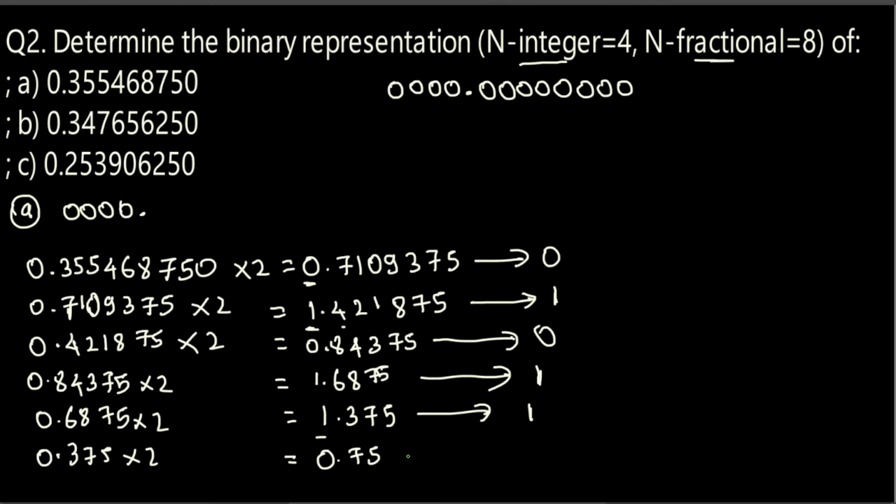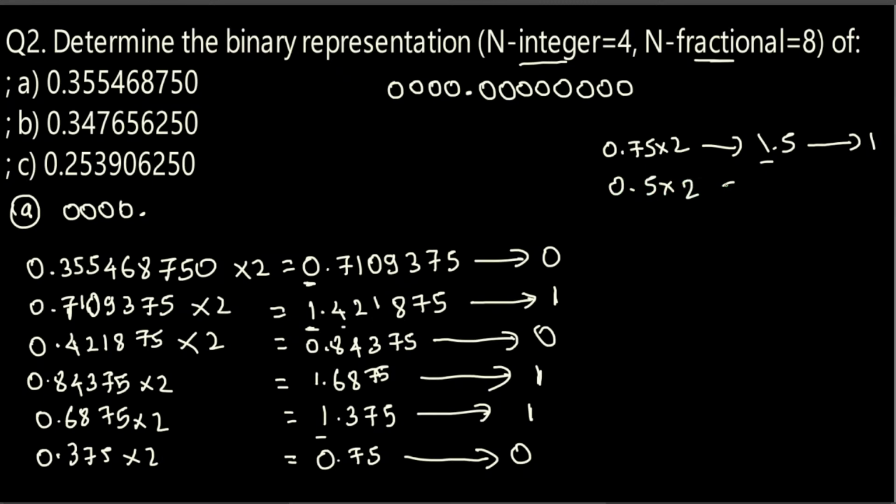0.75, then 0 in front of the 75, so that is 0 right here. Let's continue: 0.75 times 2 is 1.5. 1 in front, so 1, and then 0.5 times 2 is 1.00. When we get 0.00, we stop right there. Make sure we have 8 bits: 1 2 3 4 5 6 7 8. So we have exactly 8 bits, and then we go from top to bottom.